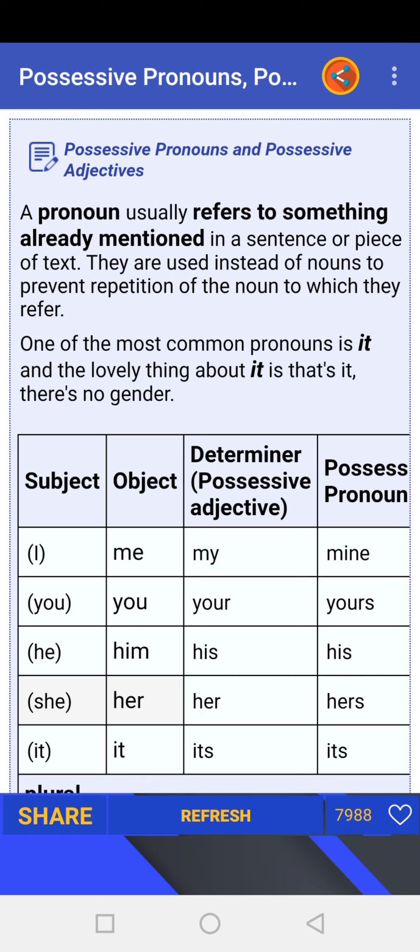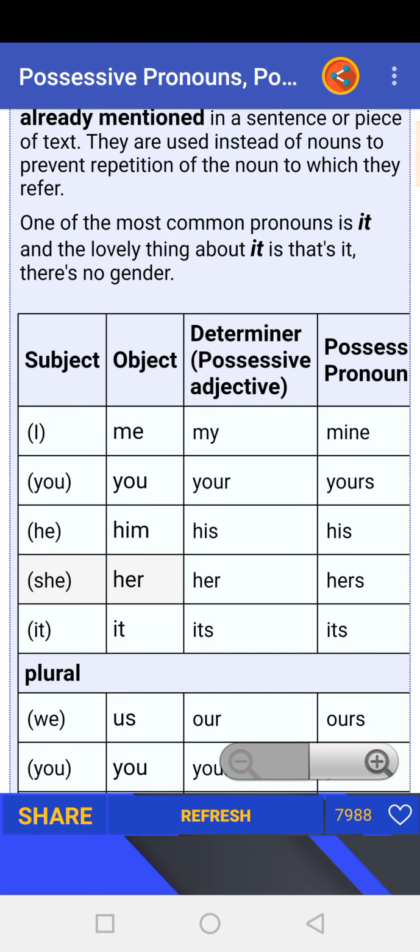A pronoun usually refers to something already mentioned in a sentence or piece of text. They are used instead of nouns to prevent repetition of the noun to which they refer. So just to summarize this definition, the pronoun is used to replace another noun in the sentence. So this is the main objective of using pronouns. It's just to prevent repetition.